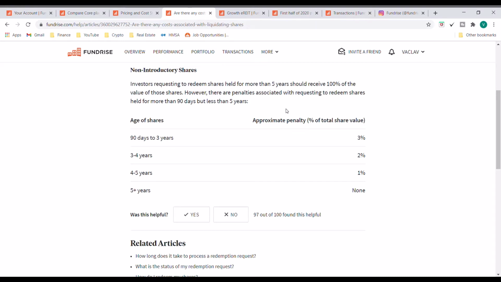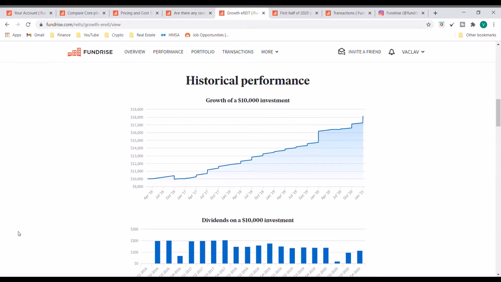So if you decide to go with Fundrise and you want to invest with them, make sure that it's a long-term investment and you don't need the money back right away, because in some cases you might have to wait. Let's look at their historical performance.